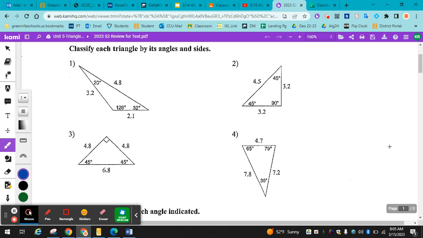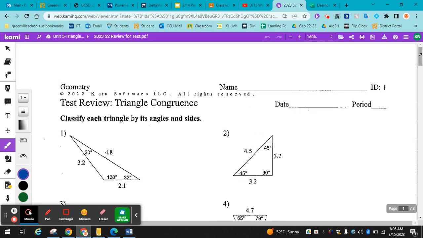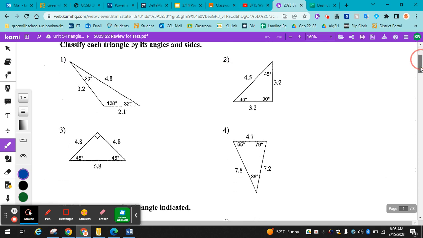But remember, with classifying triangles, we have to remember our 7 vocab words. So I want to pause the video and make sure you have them written down. If they're not on your notes, they should be.